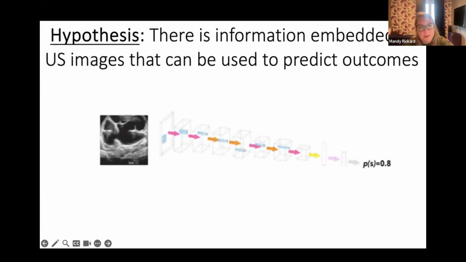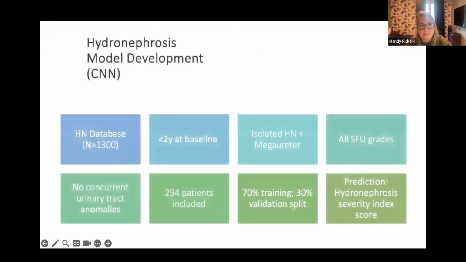And so this is what fueled our hypothesis when we started this project over 5 years ago. And it's that there's information embedded in ultrasound images that can be used to predict outcomes, and that this can be optimized with artificial intelligence. So these are the steps for building our hydronephrosis model.